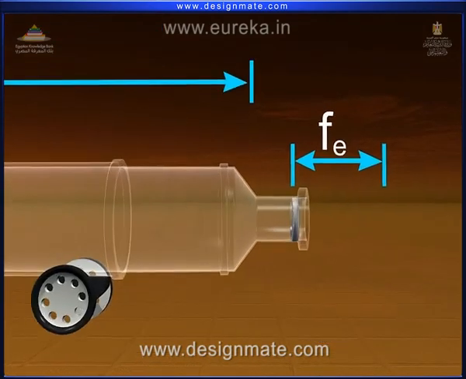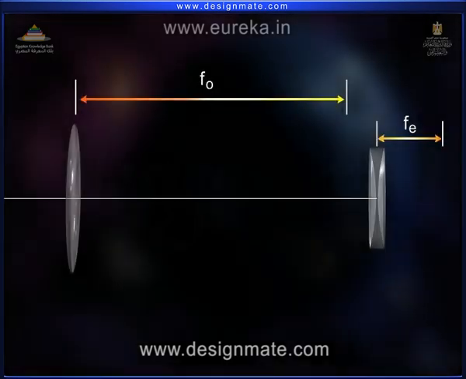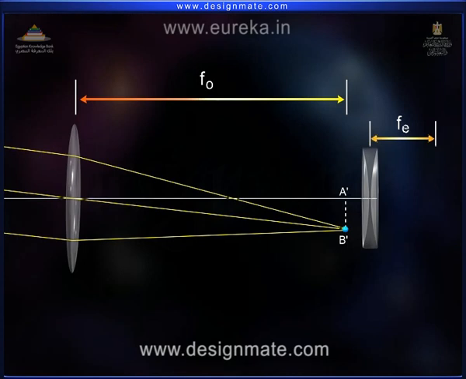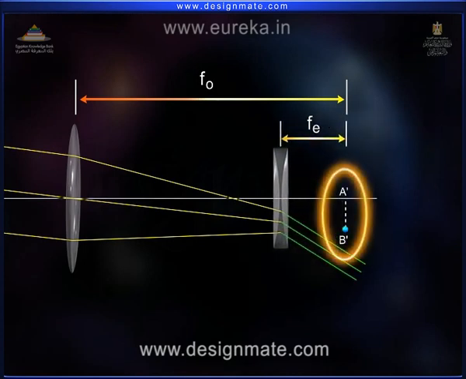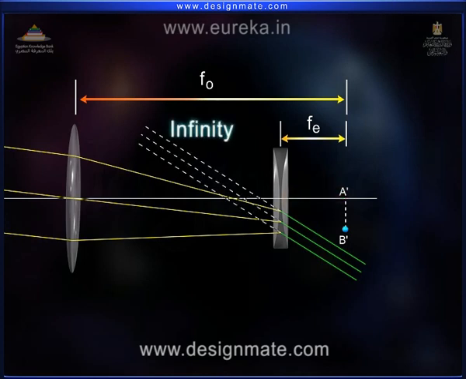Let us see how a Galilean telescope works. As parallel light rays from a distant object fall on the objective lens, a real and inverted image A'B' is formed at the focus of the objective. Now, the eyepiece lens is adjusted in such a way that the image A'B' falls on its focus, lying on the other side of the eyepiece. Due to this arrangement, a final upright image is formed at infinity.